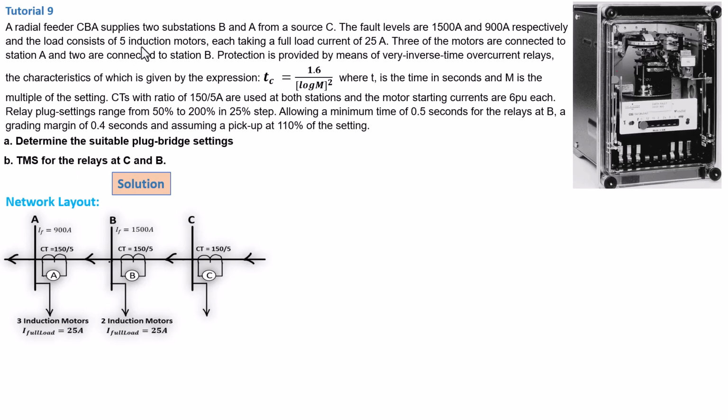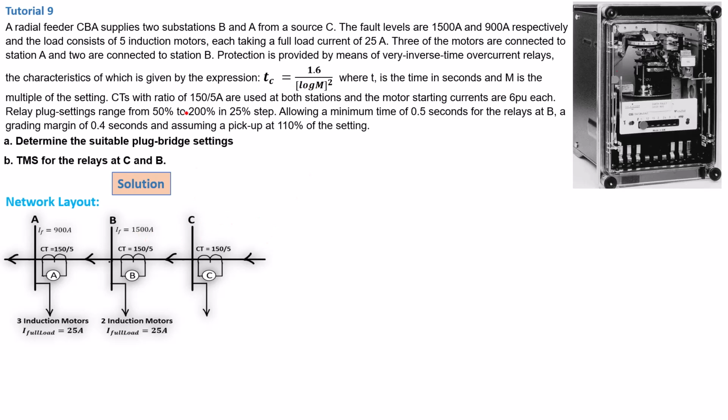Now we've also got loads, right? So they say the load consists of 5 induction motors in total, okay? So then we've got each one of the loads having a 25 amps full load current. So that is basically the current that will be drawn when the motor is running, okay? From the 5 motors, we've got 3 motors connected to substation A here, and another 2 motors connected to substation B, and the system protection is provided by the very inverse time over current characteristics. So that is governed by this formula.